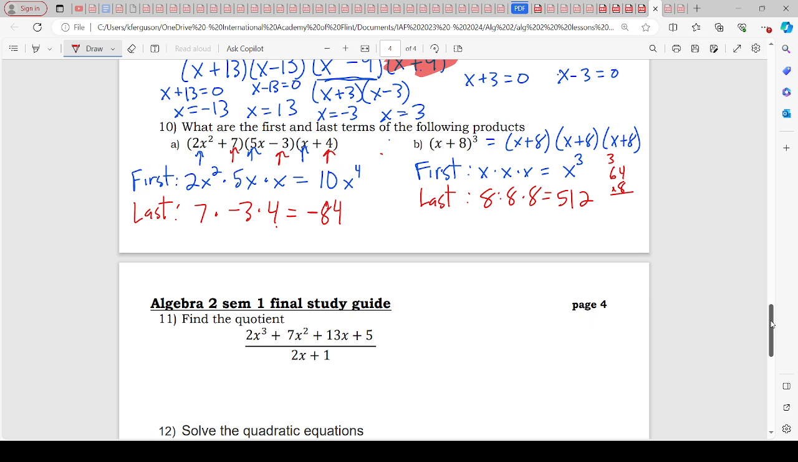Now, we went over this before, but I want to go over it again because I'm recording it. So 11. You could do the long division method, but a lot of folks weren't comfortable with that. So we're going to do the box method. So the box method, you make a box.